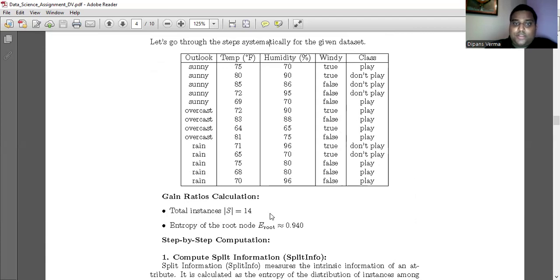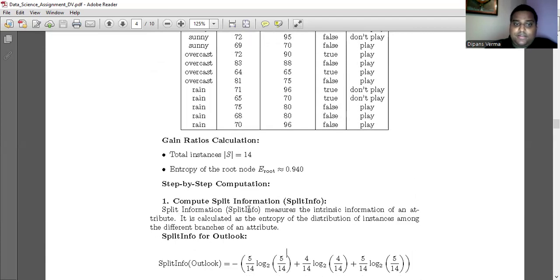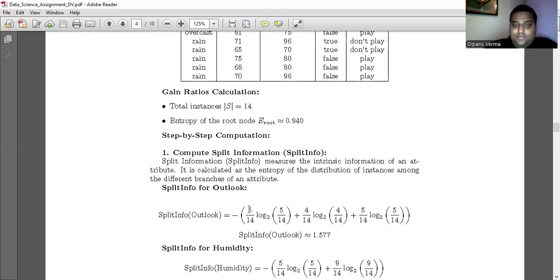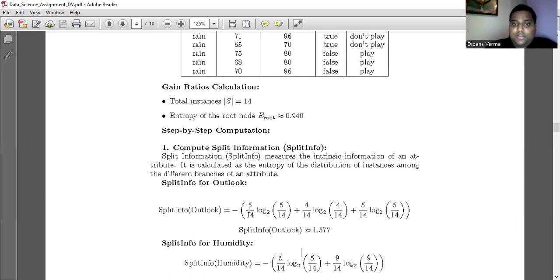So all the 5 scenarios are there over 14. That's why I'm multiplying here while I'm calculating the split information, and then I will take the log of 5 by 14 base 2. I will calculate the value. Similar point I will do for humidity.